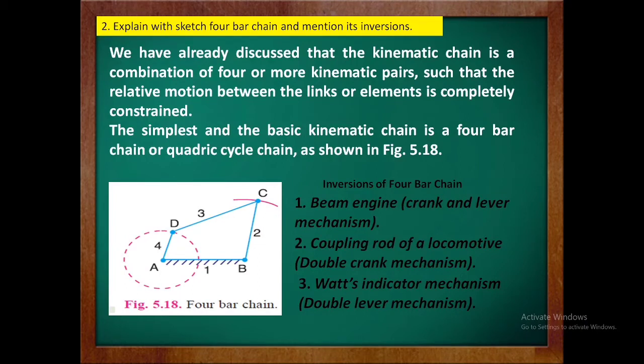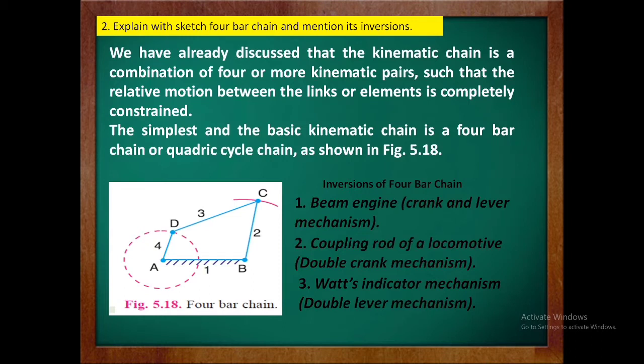Here, the figure shows a 4-bar chain. And friends, we know that the kinematic chain is the combination of 4 or more kinematic pairs such that the relative motion between the links or elements is completely constrained. The simplest and basic kinematic chain is a 4-bar chain or quadric chain. It is also known as a quadric chain. This is as shown in the figure.